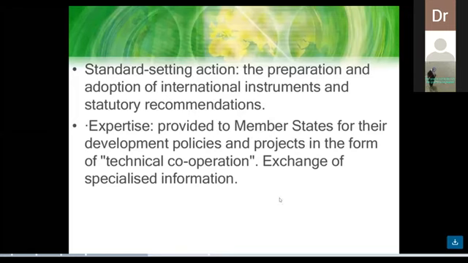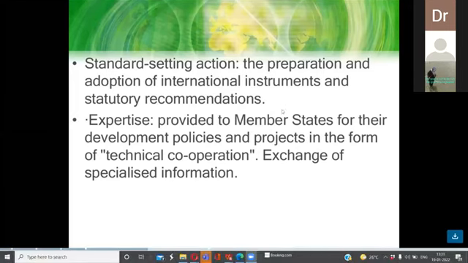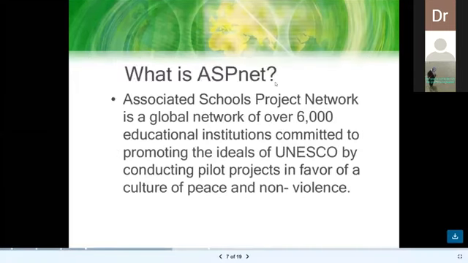The Associated Schools Project Network, ASPnet, is a global network of over 6,000 educational institutions committed to promoting the ideals of UNESCO by conducting pilot projects in favor of a culture of peace and non-violence. UNESCO mainly focuses on peace and security in the world.